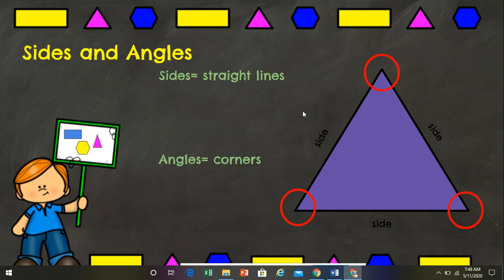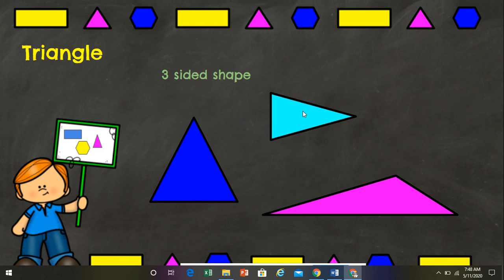Okay, let's see some other shapes. So a triangle, it has 3 sides. 1, 2, and 3. Un triángulo tiene 3 lados. 1, 2, y 3. But it also has 3 corners. 1, 2, and 3. También tiene 3 ángulos. Este ángulo, y este ángulo.